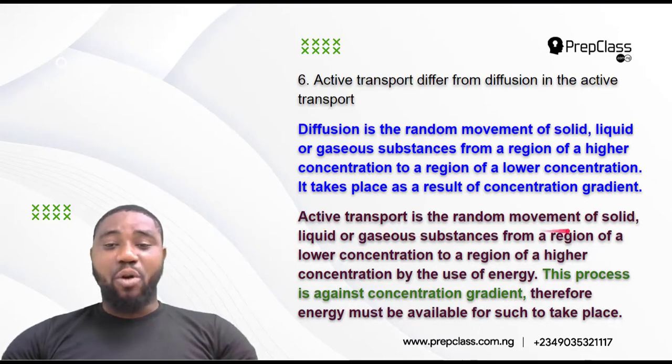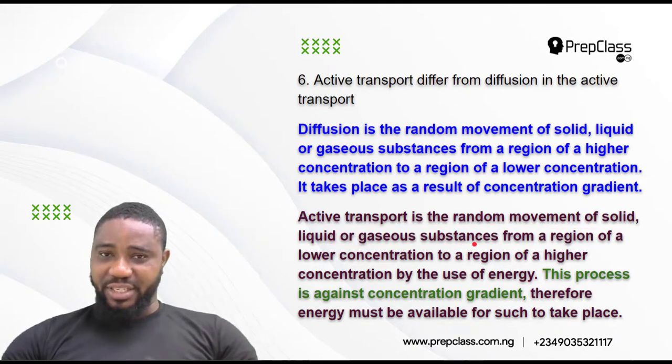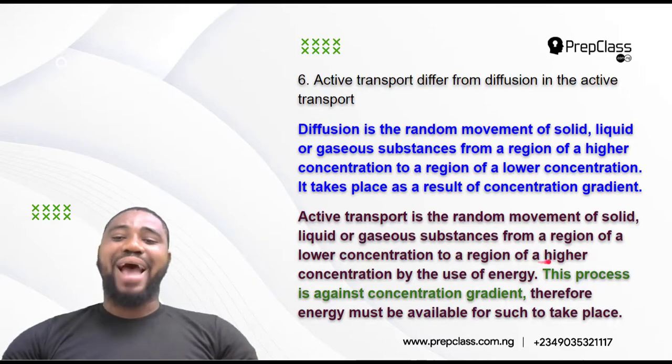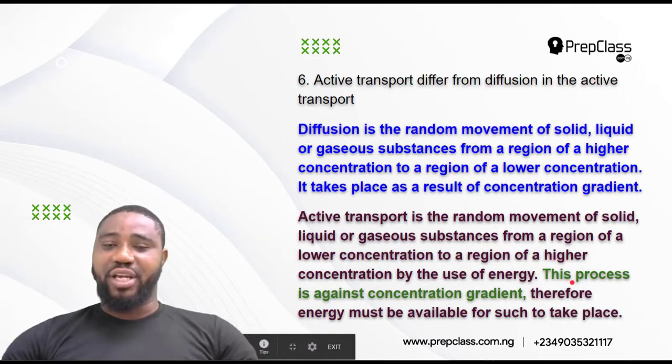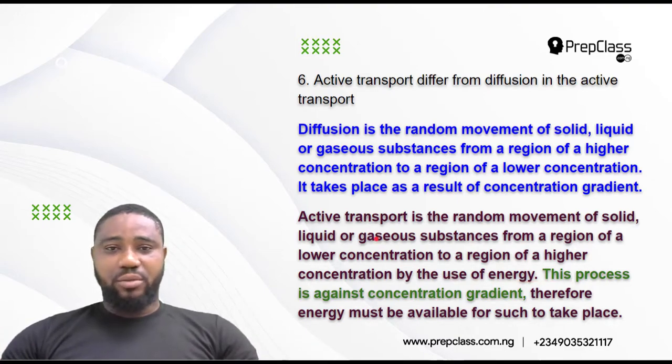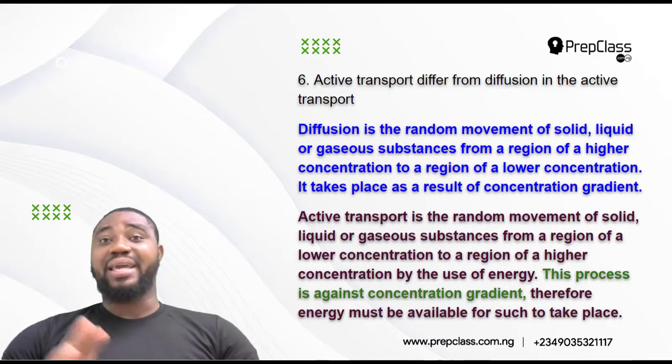Active transport, just like diffusion, is the random movement of solid, liquid, or gaseous substances. But there's a difference. Remember that diffusion is from the region of a higher concentration, but active transport is from the region of a lower concentration to the region of a higher concentration by the use of energy. It's not easy for molecules to move from a lower concentration to a higher concentration, that is, for particles to move from an area where they are in less concentration to an area where they are in high concentration.